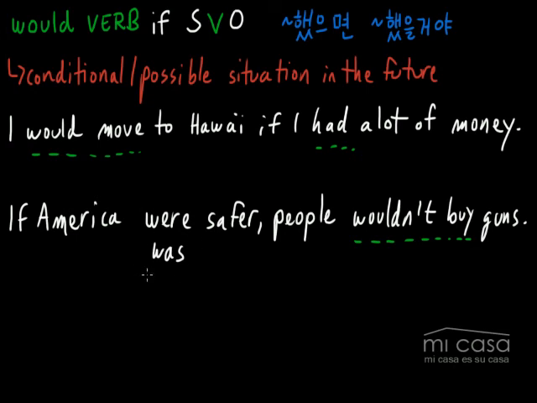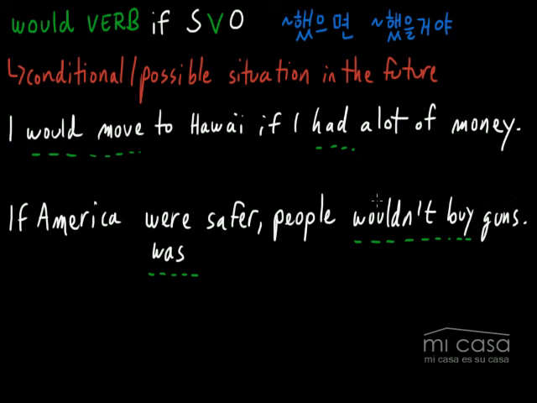Even though it's maybe not technically correct, it's very common, so I don't think you really need to worry about this too much. Either way is okay, were or was. You don't want to say "if America is safer," because that just sounds weird. So, if America were safer, people wouldn't buy guns. So what am I doing here?